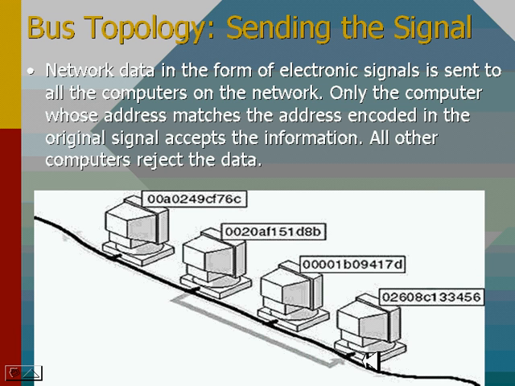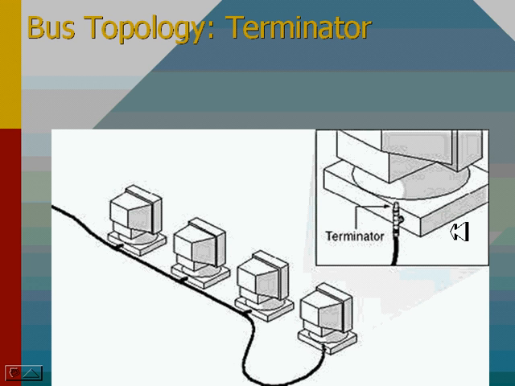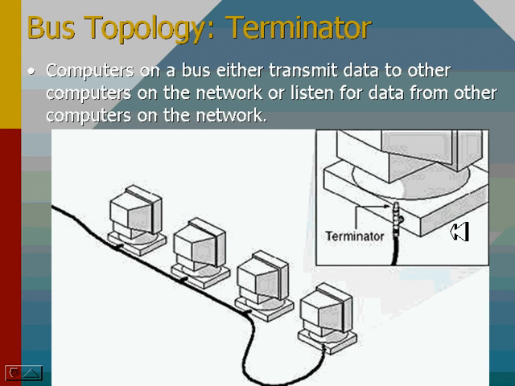Every computer's network interface card has a hardware address, and these addresses are unique for each NIC, network interface card. This is called a MAC address. Computers on a bus either transmit data to other computers on the network or listen for data from other computers on the network.